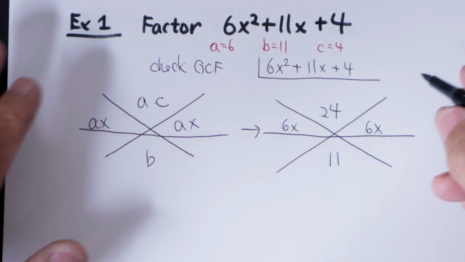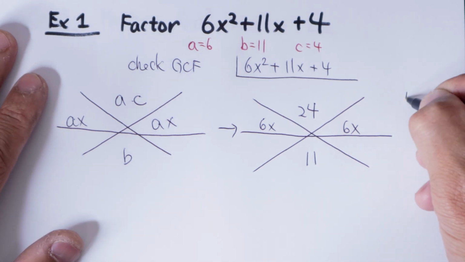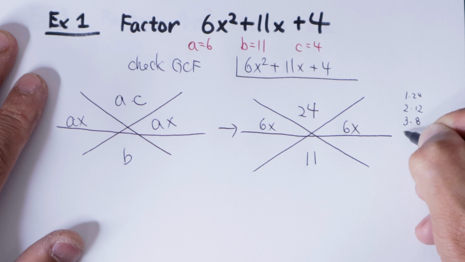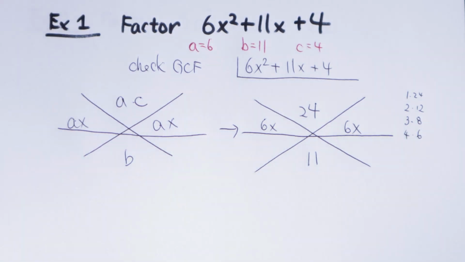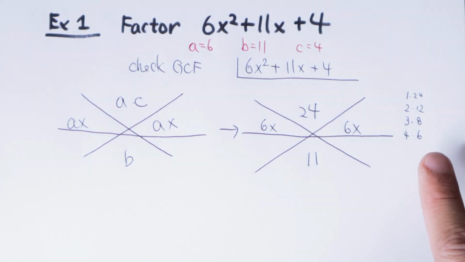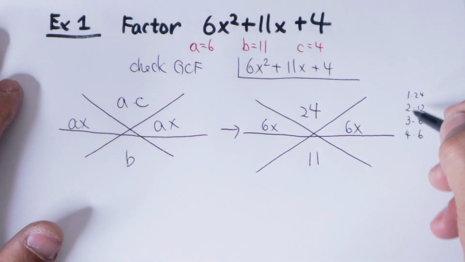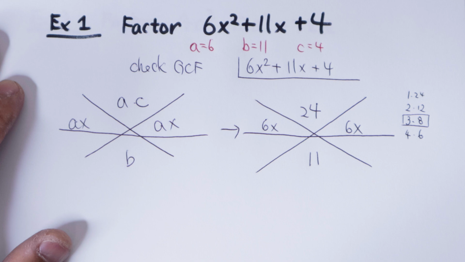You could do, let me write it on the side, 1 times 24. You could do 2 times 12. You could do 3 times 8. You could do 4 times 6. And I believe that's it. The only possibility in which you add the two factors to equal 11 is 3 and 8. So you're going to put 3 and 8 like this.